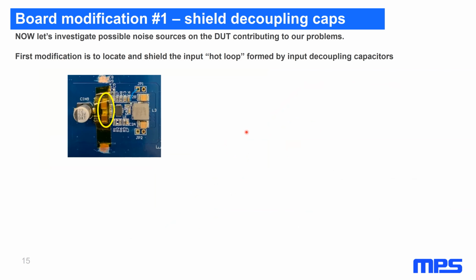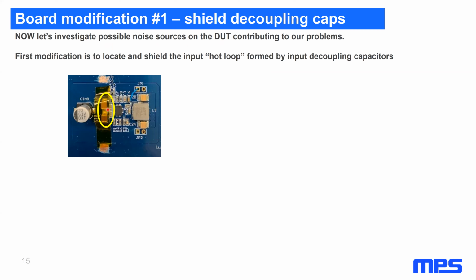So now let's get into the next point in our analysis. We're going to investigate possible noise sources on the DUT. And we'll start off with one of the things that we touched on at the beginning, which is our input decoupling loop. First, we want to locate these caps on the board, and I want to try to shield these.